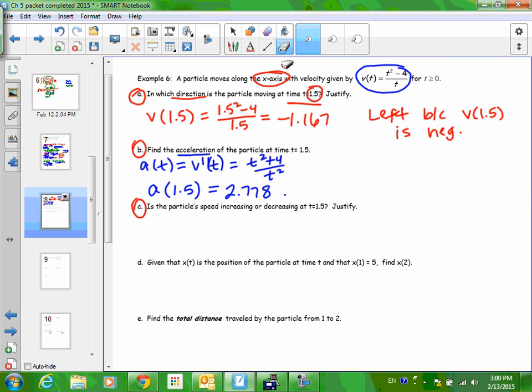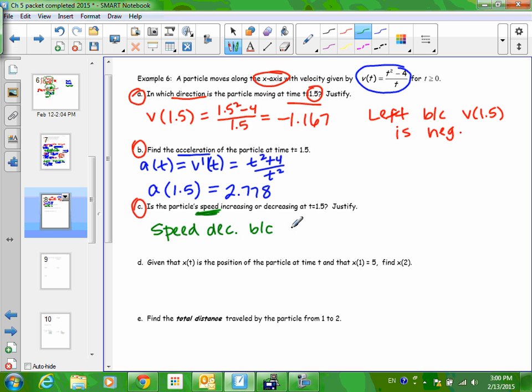All right, that's great, and then we move on to part C. Remember, for speed, you can't just look at velocity or just look at acceleration. You have to look at both of them. So what is the answer here? Speed is decreasing, why? Because they have different signs. What has different signs? The acceleration and the velocity.